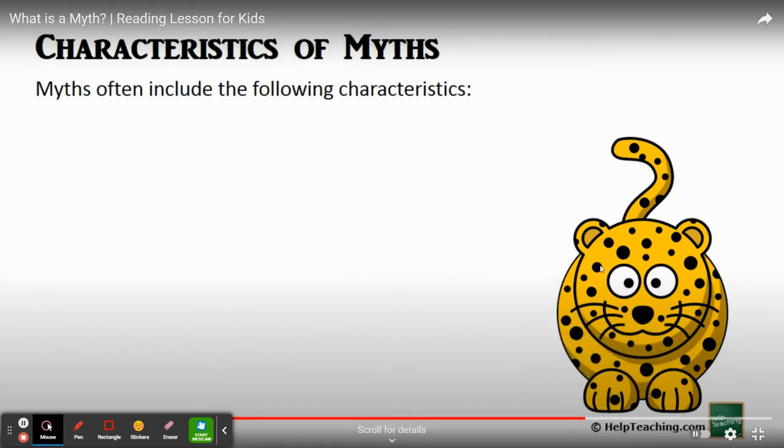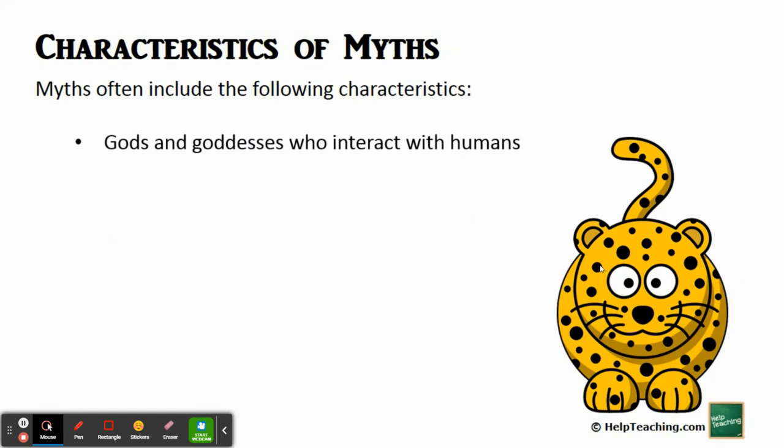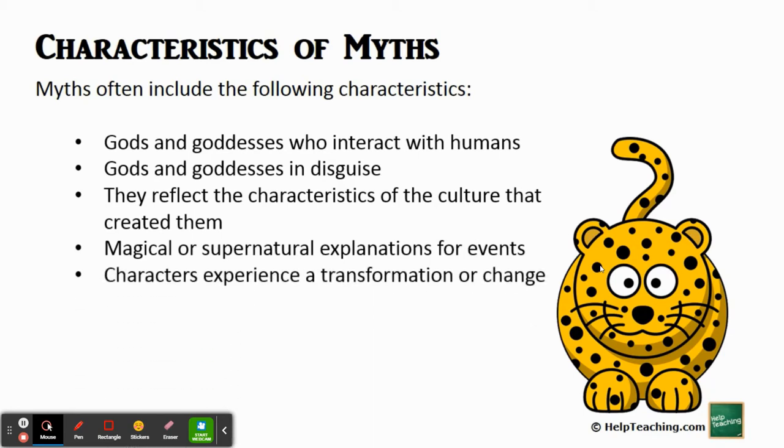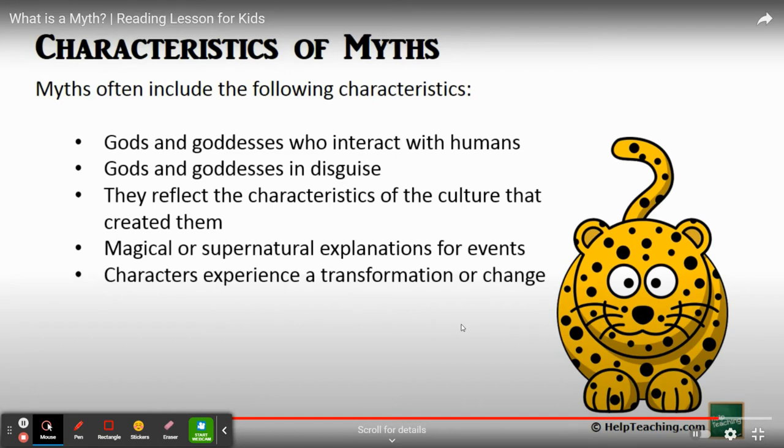And myths often include the following characteristics: gods and goddesses who interact with humans, gods and goddesses in disguise, and they reflect the culture that created them. So whatever the culture values shows what the myth is about. And they use magic and the supernatural. And there is a great big change.